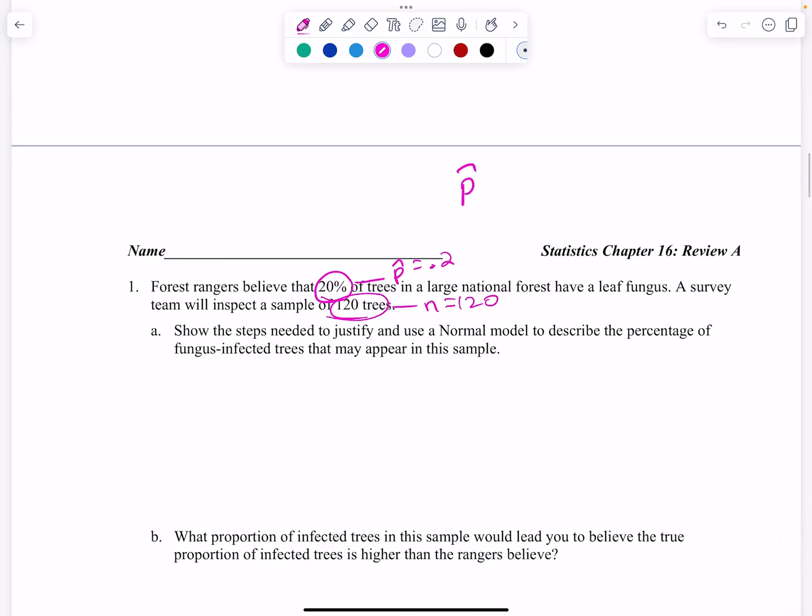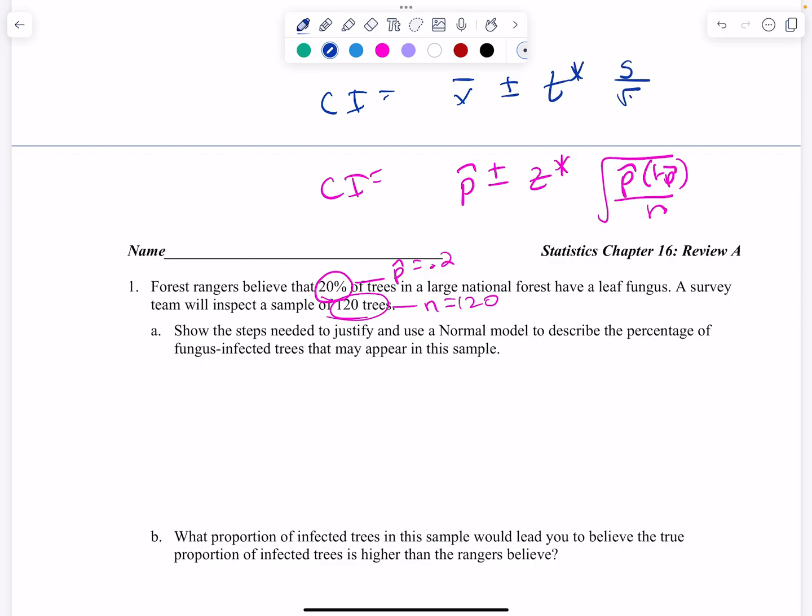So the formula here that we're going to be doing is p hat plus or minus z star times the square root of p hat times 1 minus p hat over n. This is the confidence interval. The confidence interval for the one we just did was x bar plus or minus t star, s over square root of n. This is when I'm talking about means and averages. So when the problem asks what the average weight is or thing like that, I use the blue one. When it's talking about proportions or percentages, I use this one. So this is with categorical data.